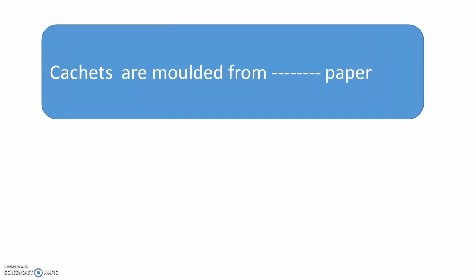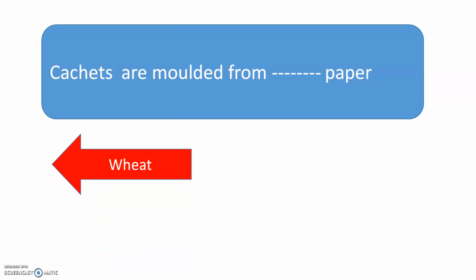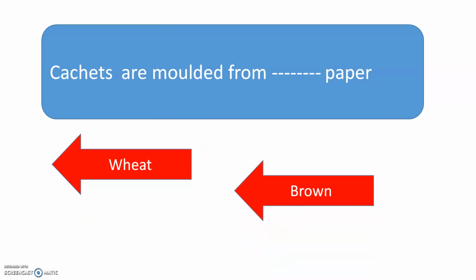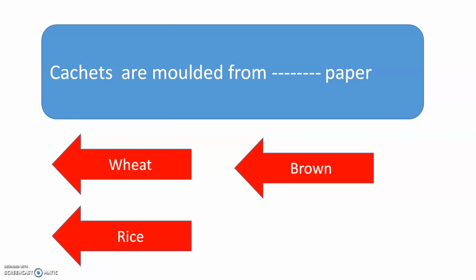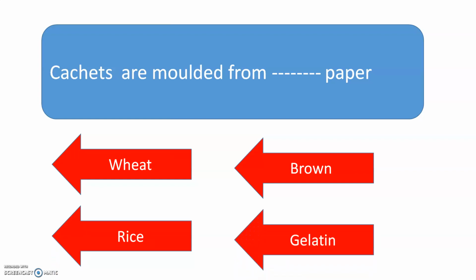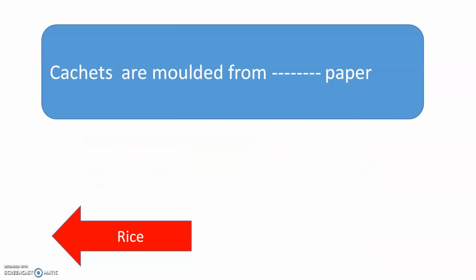Cachets are molded from dash paper. The options are wheat paper, brown paper, rice paper or gelatin paper. Yes, cachets are molded from rice paper.